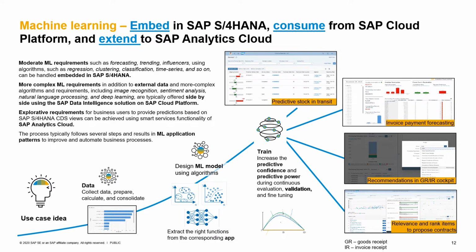It is an extension of how we are doing these three different ways of building predictive analytics or machine learning. Like I've explained earlier, you start with a use case idea. Once you have this use case idea, you can collect the data, prepare this data, and then design these different machine learning models using the different algorithms. It depends whether you are embedding into the SAP S/4HANA or you are consuming from SAP Cloud Platform. So depending on that, you will design your machine learning model.